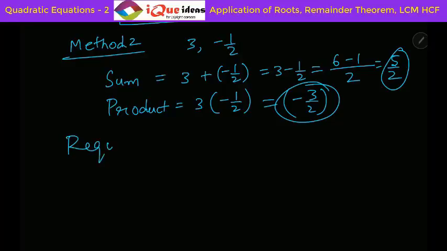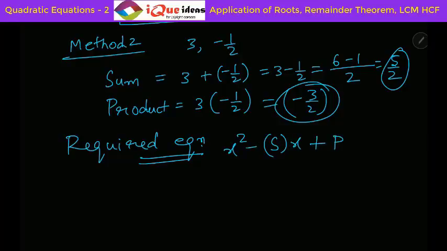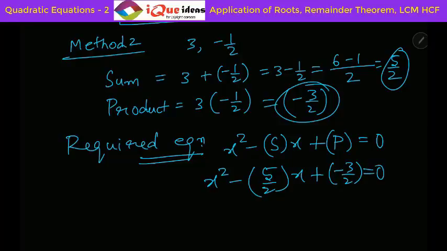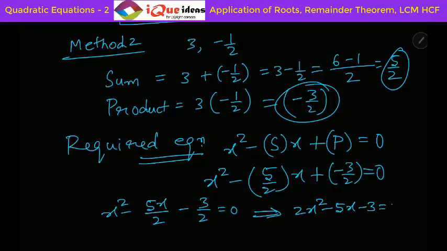So the required equation can be given as x² - (sum of roots)x + (product of roots) = 0. So it is x² - (5/2)x + (-3/2) = 0. So if you open it, it will be x² - 5x/2 - 3/2 = 0. Just multiply by 2 in every term, we will get 2x² - 5x - 3 = 0, right? So this is the answer of this question.